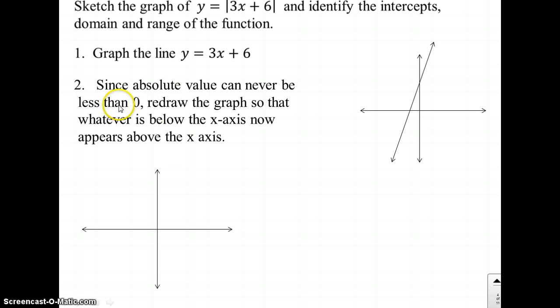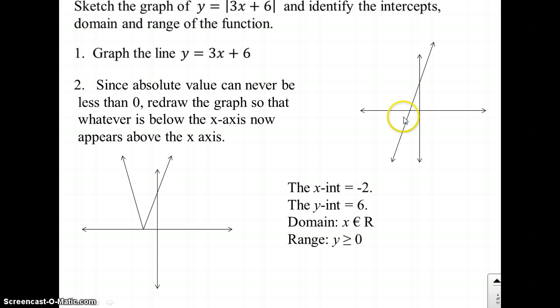Since absolute value can never be less than 0, redraw the graph so that whatever is below the x-axis now appears above the x-axis. From this x-intercept to the right, everything's above the x-axis, and that's all going to be fine. But everything below the x-axis has to become a positive value. When we talk about absolute value, negatives don't happen, so those negatives become positive. So we're going to get the V shape coming up like that. If I graph it down in our second coordinate plane, that part of the graph down here gets switched to above the x-axis, and everything above the x-axis stays there. All right.